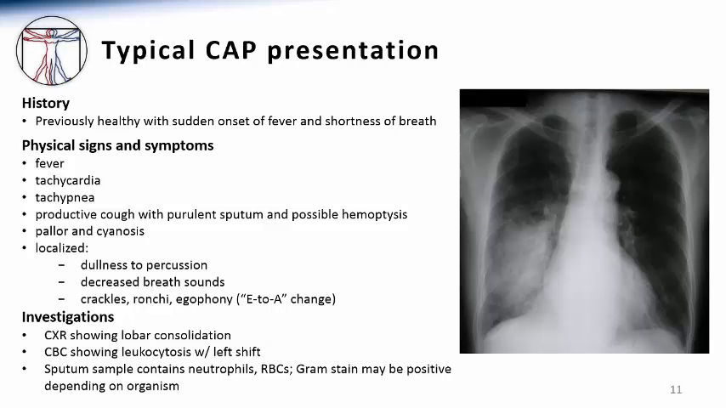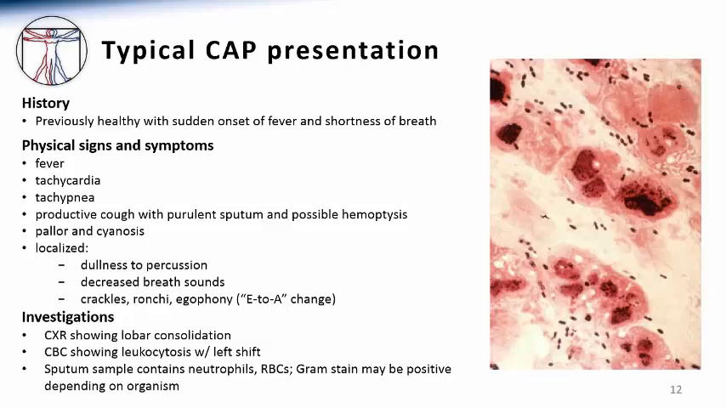Other investigations in typical patterns of community-acquired pneumonia may include a chest X-ray showing a lobar pattern of consolidation, as well as an increased white blood cell count on a CBC, perhaps with a left shift showing immature white blood cells. Again, sputum samples, as demonstrated on the right side of this slide, would demonstrate the predominance of neutrophils, as well as perhaps the causative organism by gram stain.